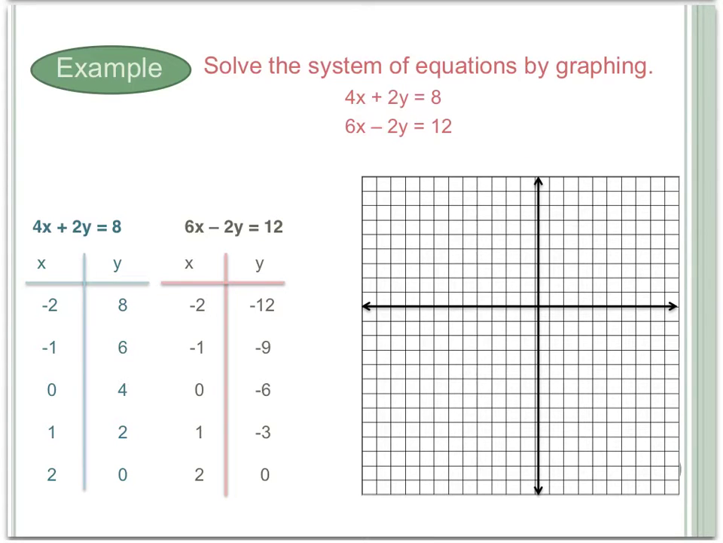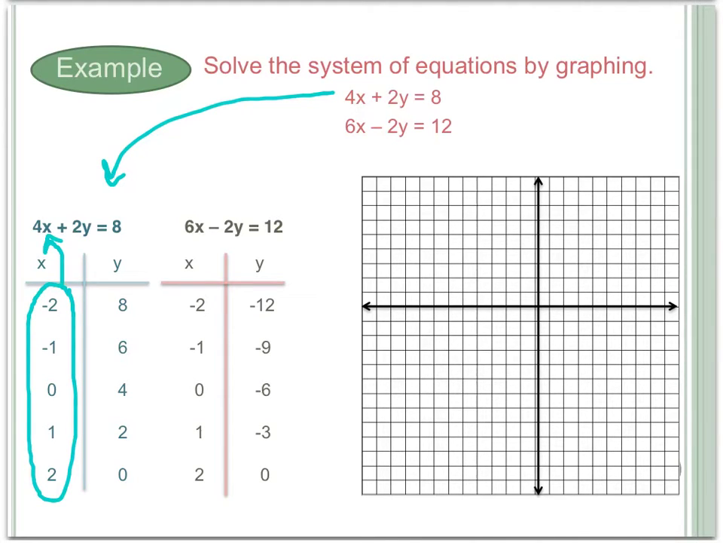For this example, we're asked to solve the system of equations by graphing. The two equations are 4x plus 2y equals 8 and 6x minus 2y equals 12. To graph both of these lines, we can use an xy table shown at the bottom left. For the first equation, we can plug in x values to find their corresponding y values. So to begin, if we plug in -2 into this equation, we find that y equals 8. So we can plot these points on our graph to the right. After plotting the points, we can connect them, drawing the line for this equation.